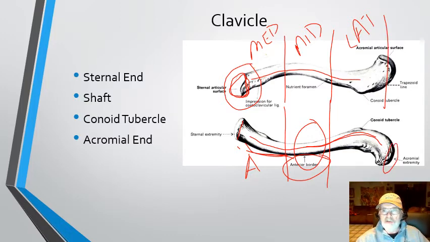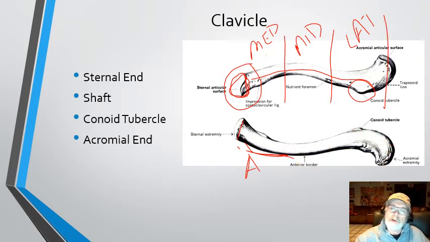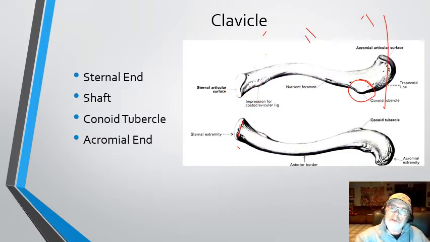Other than that, the only other really significant bump that we find on it is on the inferior surface. It's called the conoid tubercle. You can see a little bit from the top, sort of like a little silhouette right there. That's called the conoid tubercle, and that thing is important, okay? That little conoid tubercle is exceptionally important. Let me get rid of all this stuff here and show you again. You can see the edge of it right here, and you can see where it is right here.